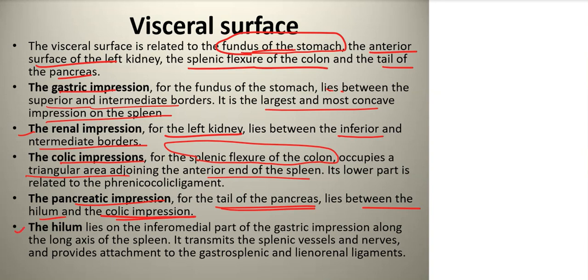Next is hilum, situated in the intermediate border and in the inferomedial part of gastric impression, along the long axis of spleen. It transmits the splenic vessels and nerves, and provides attachment to the gastrosplenic and lienorenal ligaments.